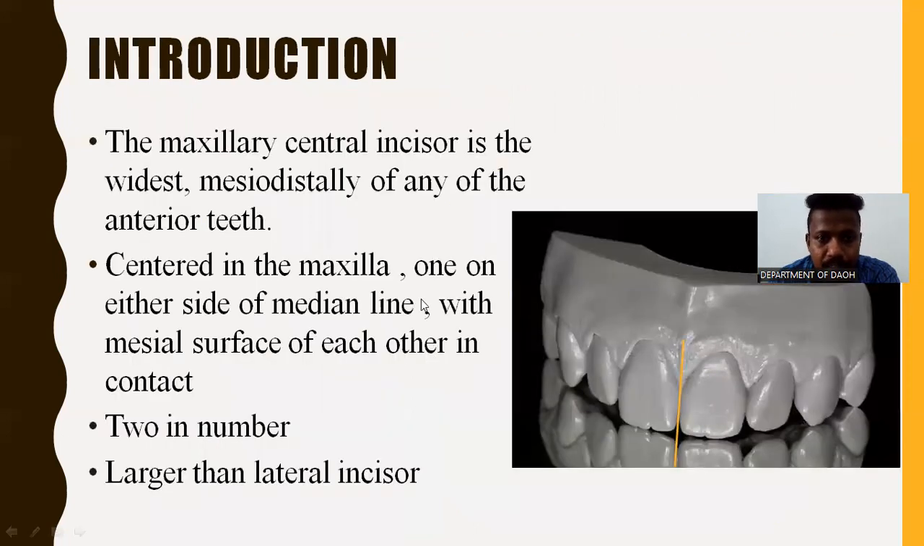The maxillary central incisor is the widest mesiodistally of any of the anterior teeth and is centered in the maxilla, one on either side of the median line, with the mesial surfaces of the teeth coming in contact with each other. They are two in number. You can see here this is 1-1 and this is 2-1. This is the permanent right maxillary central incisor and this is the permanent left maxillary central incisor. It is larger than the lateral incisors.